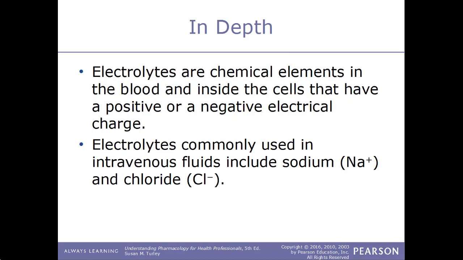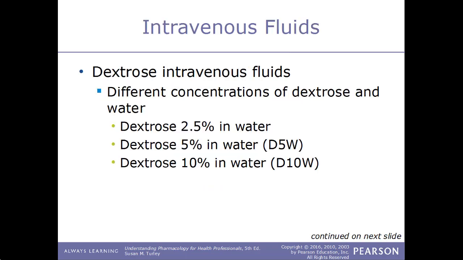Electrolytes are chemical elements in the blood and inside cells that have either a positive or negative electrical charge. And some common electrolytes that are used in IV fluids include sodium ions and chloride ions. When it comes to dextrose intravenous fluids, there are different concentrations of dextrose with water that are given. You can have dextrose 2.5% in water. You can have dextrose 5% in water, and that's indicated by the abbreviation D5W. You can also have dextrose 10 in water, or D10W.